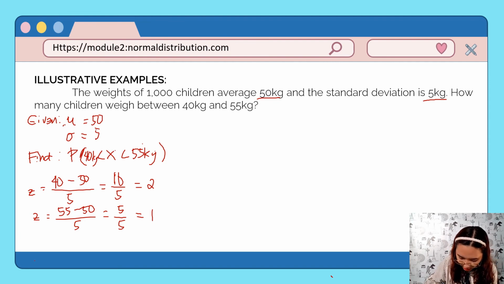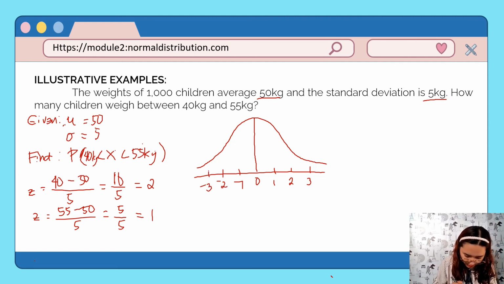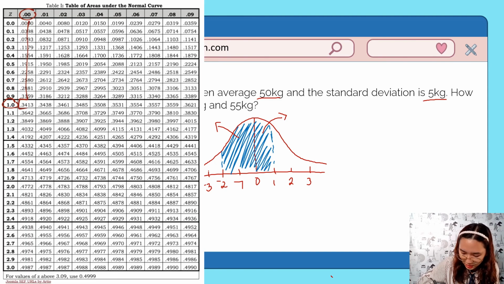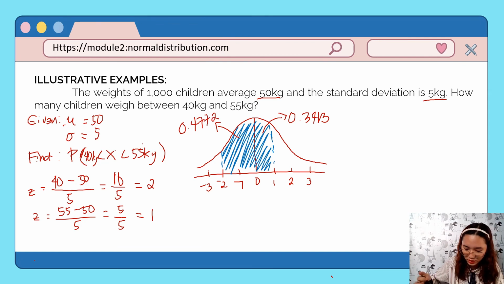And illustrate natin siya in our normal curve, para makita natin kung ano yung region na hinahanap natin. We have 0, 1, 2, 3, then negative 1, negative 2, negative 3. Kailangan natin ay yung area ng negative 2 at yung area ng 1. Ito, yung nasa gitna po nila. Again, using the z-table, kaya natin hanapin yung area ng 1 at yung area ng negative 2. So, yung area ng 1, that is 0.3413. At yung area naman ng negative 2 is 0.4772.